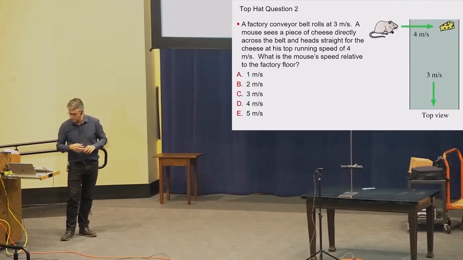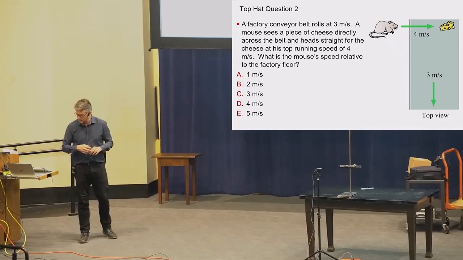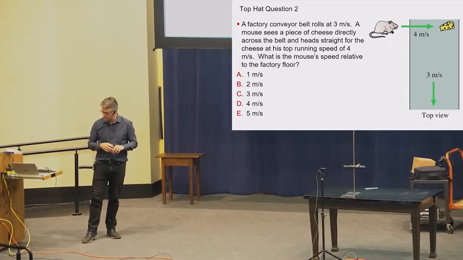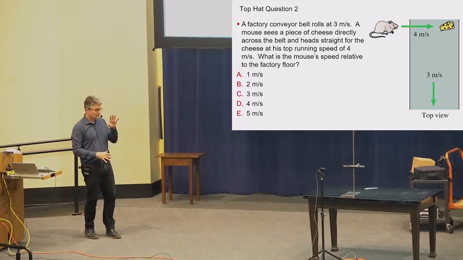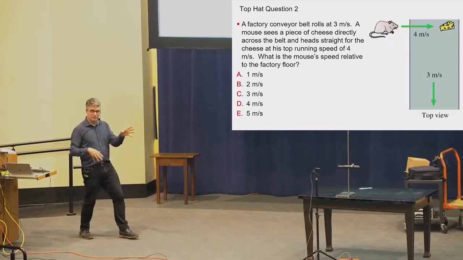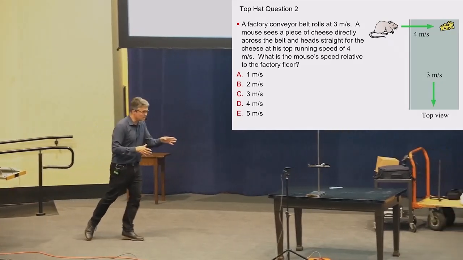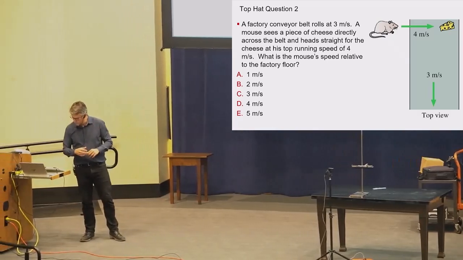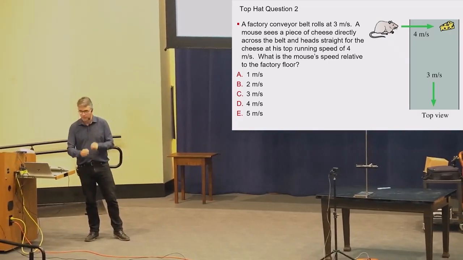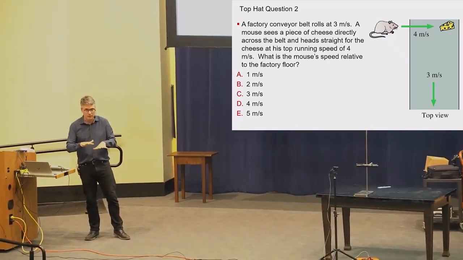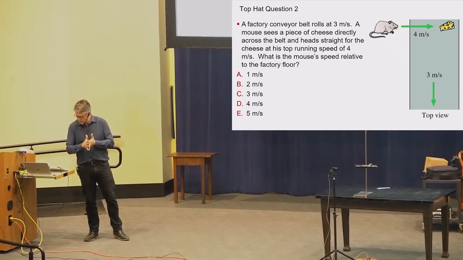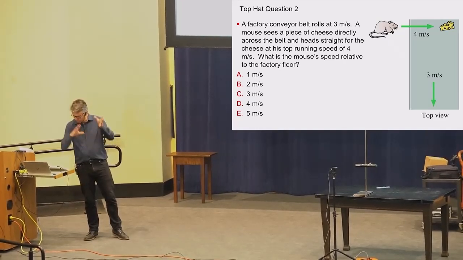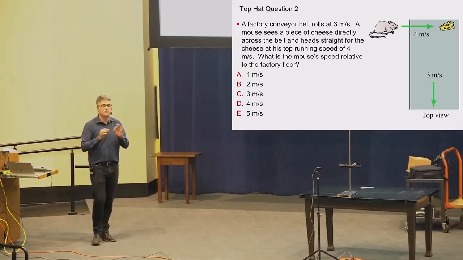A factory conveyor belt rolls at 3 meters per second. A mouse sees a piece of cheese directly across the belt, so relative to the belt, the mouse just runs directly towards the cheese. The mouse's running speed is 4 meters per second, relative to the conveyor belt, and the conveyor belt is moving down at 3. What's the mouse's speed relative to the floor?